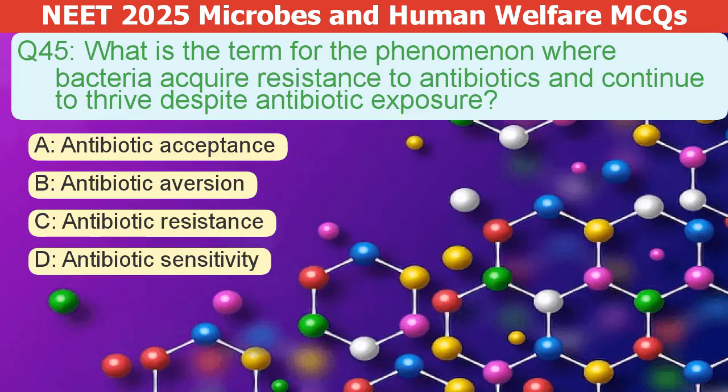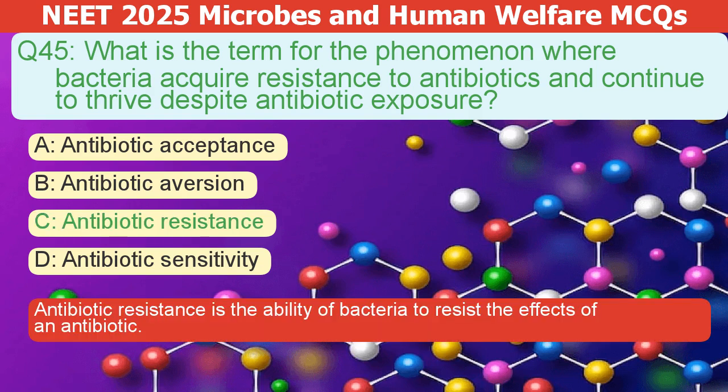What is the term for the phenomenon where bacteria become resistant to antibiotics and continue to thrive despite antibiotic exposure? A. Antibiotic acceptance. B. Antibiotic aversion. C. Antibiotic resistance. D. Antibiotic sensitivity. The correct answer is C. Antibiotic resistance is the ability of bacteria to resist the effects of an antibiotic.